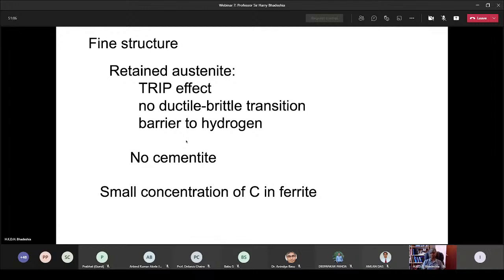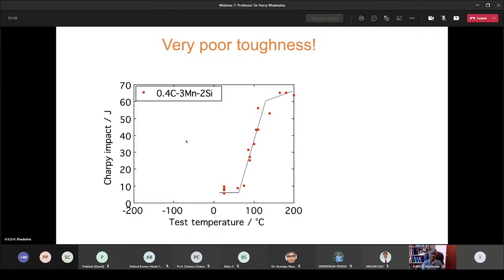So let's see what happens, okay? So we made the material, and here it is, the plot of Charpy toughness versus temperature. And you can see that this has a very poor toughness, okay? Completely contradicting everything I said previously. The impact transition temperature is well above room temperature. What you want is really this to be at around minus 100 degrees centigrade. So something is wrong with our idea, our theory, if you like. Something has gone badly wrong, which is giving us extremely poor toughness. It is very strong, but strength is of no use without toughness.